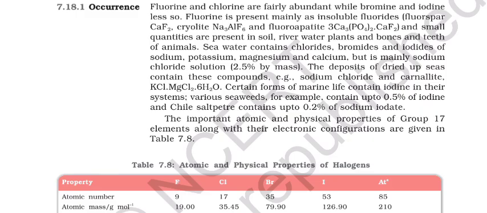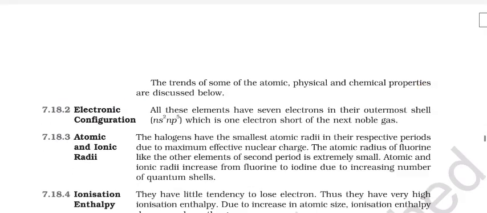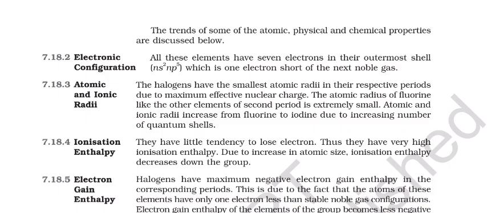Various seaweeds, for example, contain up to 0.5% of iodine, and Chile saltpeter contains up to 0.2% of sodium iodate. The important atomic and physical properties of group 17 elements along with their electronic configuration are given in table 7.8. The trends of some of the atomic, physical, and chemical properties are discussed below.